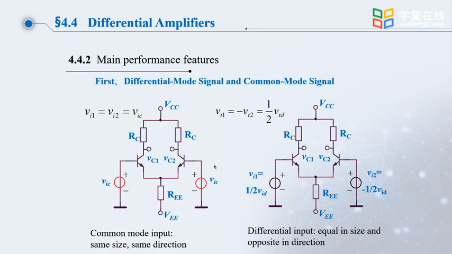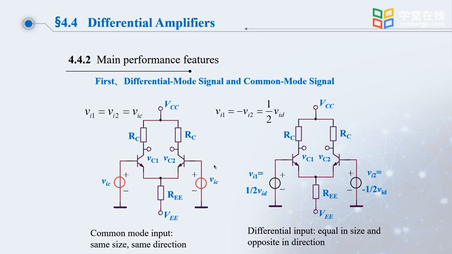Hello everyone. In this lesson, we will talk about the knowledge of Chapter 4 of Low-Frequency Electronic Circuits, Amplifier Basics. Next, we will introduce the main performance characteristics of differential amplifiers. First, we will introduce the differential mode signal and common mode signal.